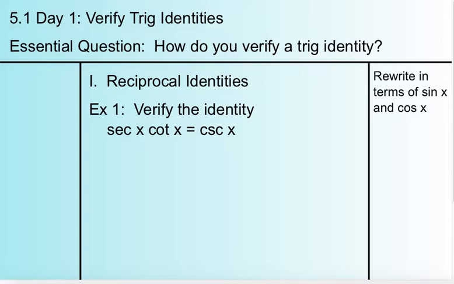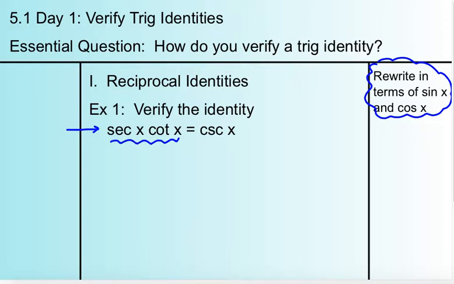So question number one, how do we verify an identity? This will be your essential question. The first thing we want to do is verify this equation. Does the secant of x times the cotangent of x really equal the cosecant of x? The hint we're going to give you here is to rewrite one of the sides into all sine or all cosine. You want to start with the more difficult side, which looks like the left-hand side.